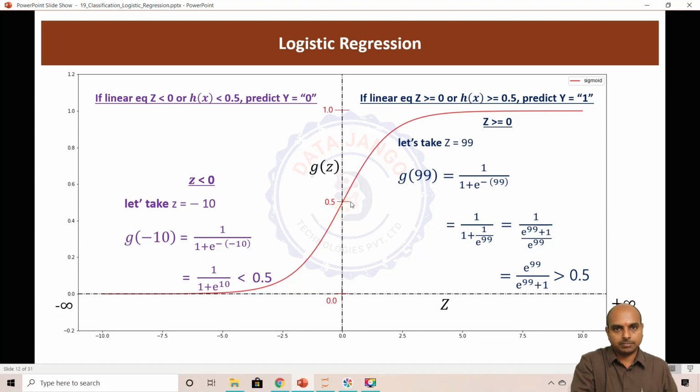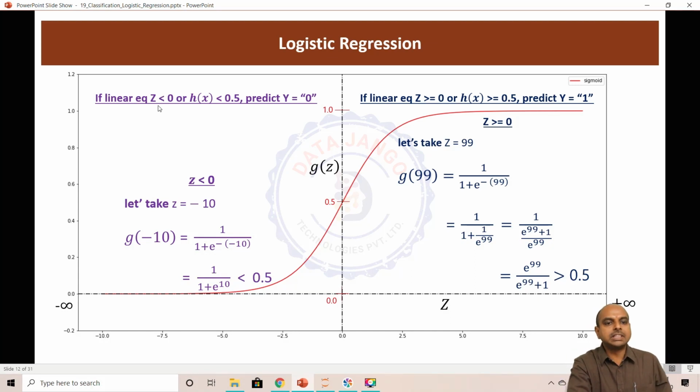0.5 is the threshold where the positive records are going to get a probability greater than or equal to 0.5, and the negative records, the records belonging to 0, will get a probability less than 0.5. Why is it so, and how? Let us try to see.